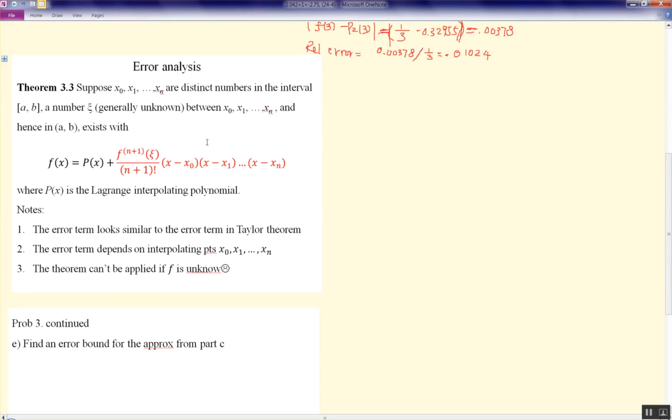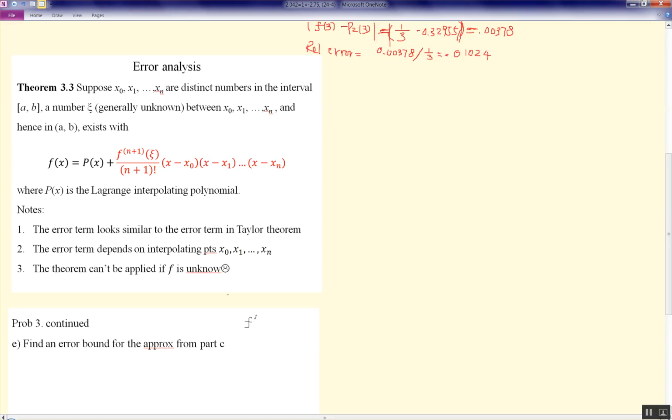Now, because we have 3 nodes in this problem, x0, x1, x2, n is 2. And in this theorem, in other words, you have to find the third derivative because n is 2, right? So n plus 1 is 3. You need to find the third derivative of the function. So let's find that here. So we first find the derivative.